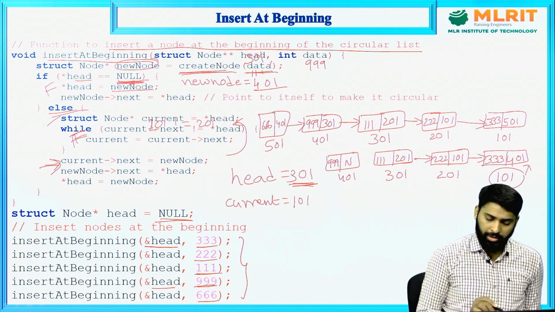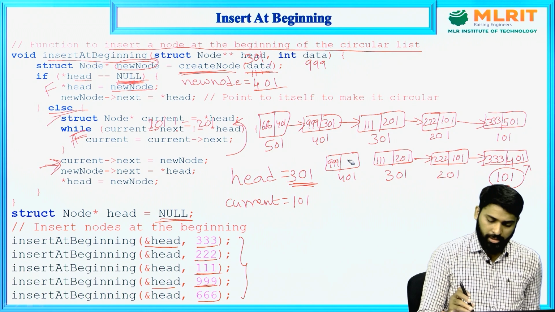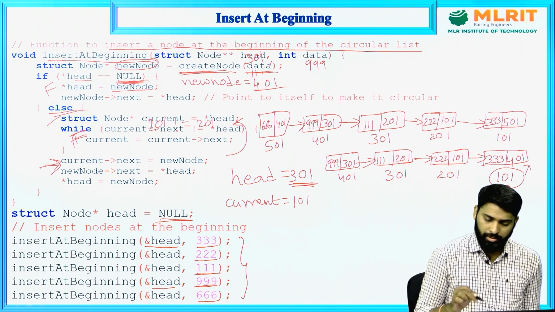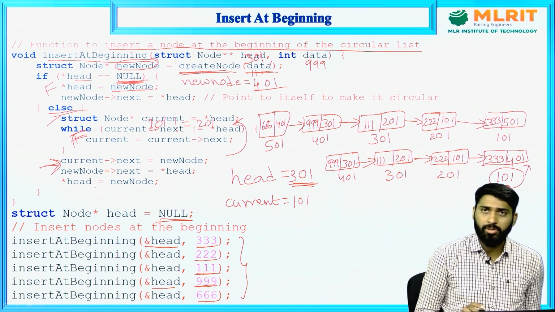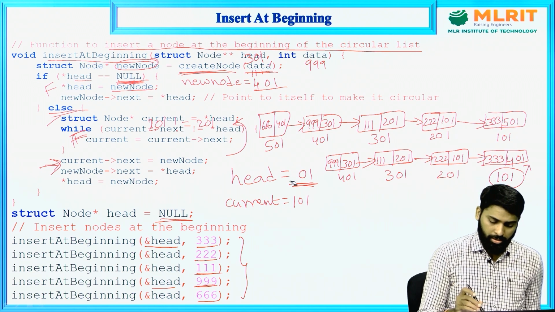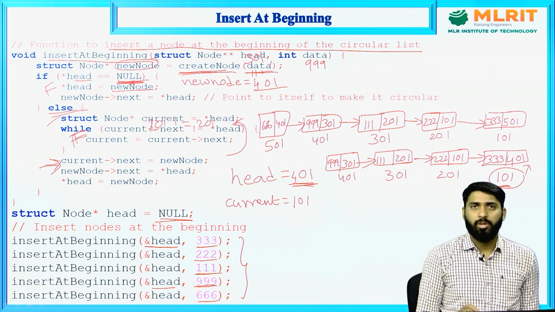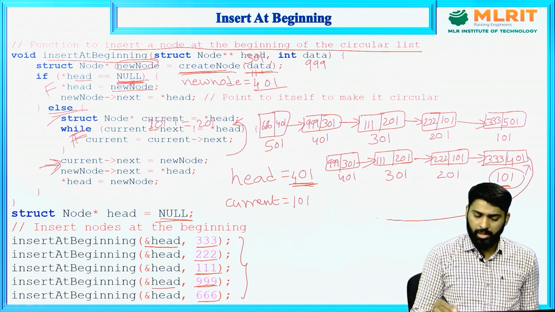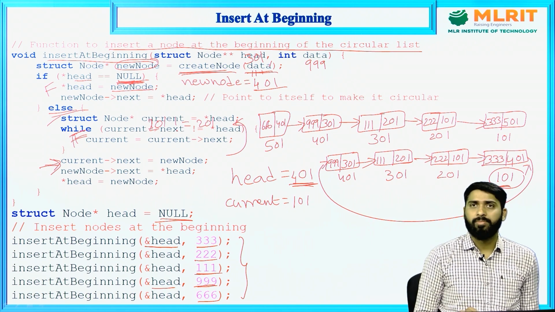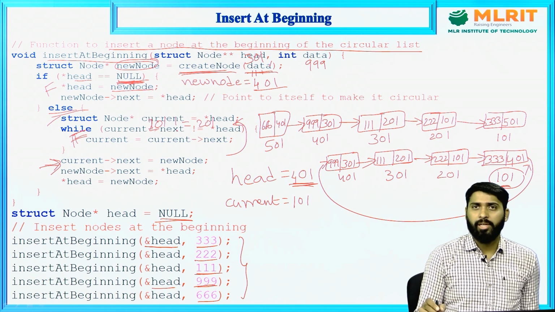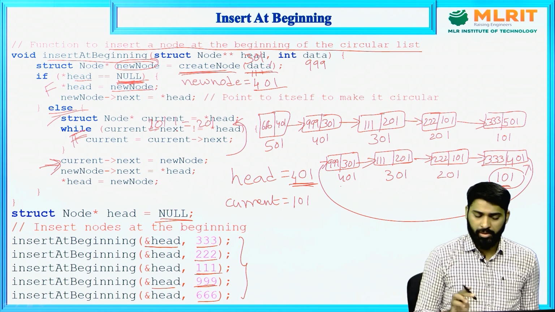So new node arrow next 401 arrow next equals to head. What is the head? 301. So this is the link. Next, head equals to new node. So head is also updated with 401. That's it. Now you observe that this is the circular single linked list. Last node's next pointer is the first node's address.